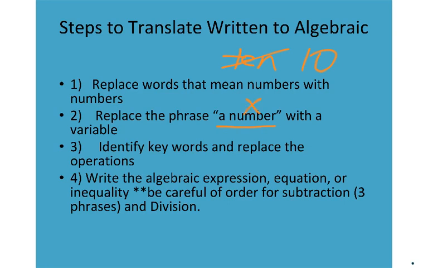Okay? And then step 3 is identify keywords and replace them with the respective operations. So if you see the phrase product, that means multiplication. You would put a times symbol. And then finally, you want to tie everything together. Now, for today, we're just writing algebraic expressions. But it'll be write the algebraic expression, equation, and equality. But make sure you're careful of your order for subtraction and division.